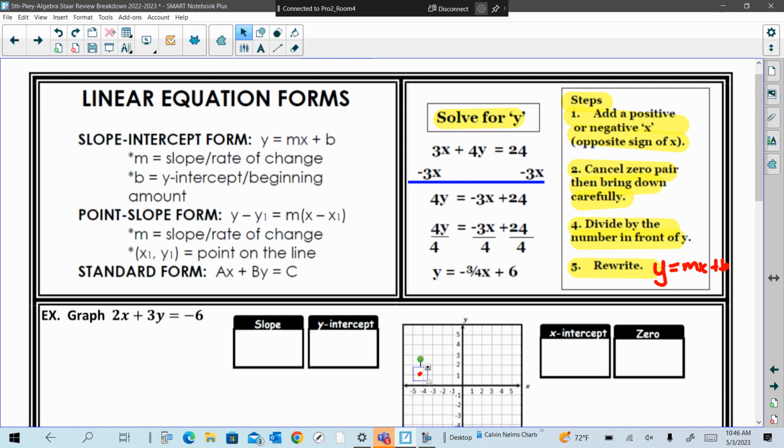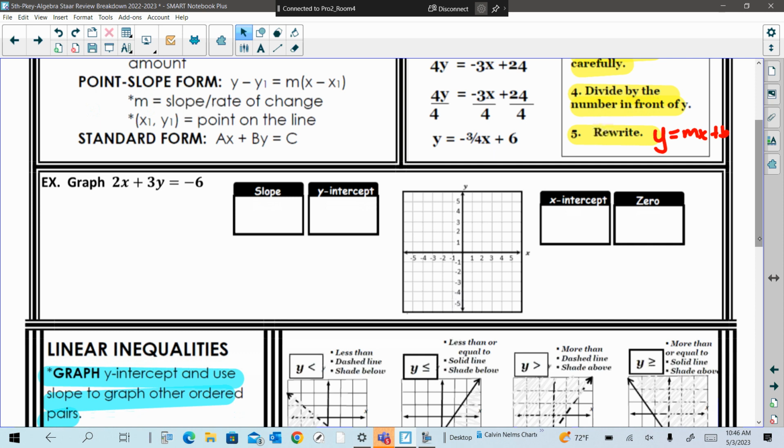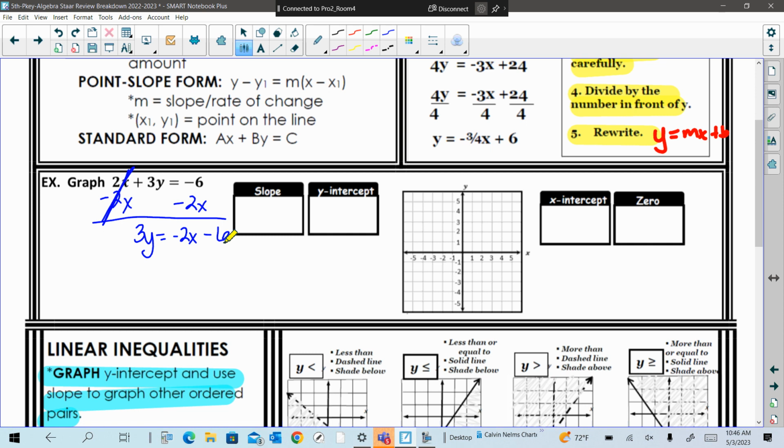On this example here, to get the slope and y-intercept, we have to put it in y equals form. So what do we have to do first? Yeah, minus 2x. Good. Now the x cancels, and you have to rewrite everything carefully. So this would be 3y equals negative 2x minus 6. And then what would be our next step? Divide everything by 3. Good. Now we get y equals negative 2/3 x minus 2.